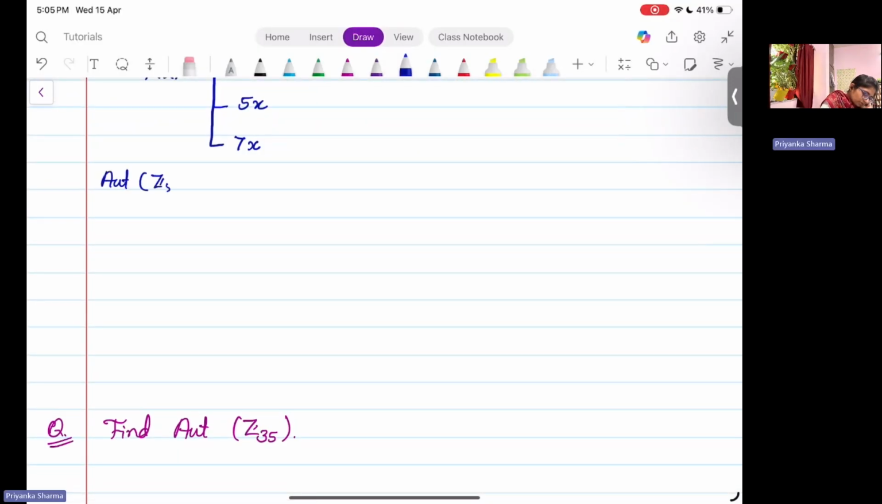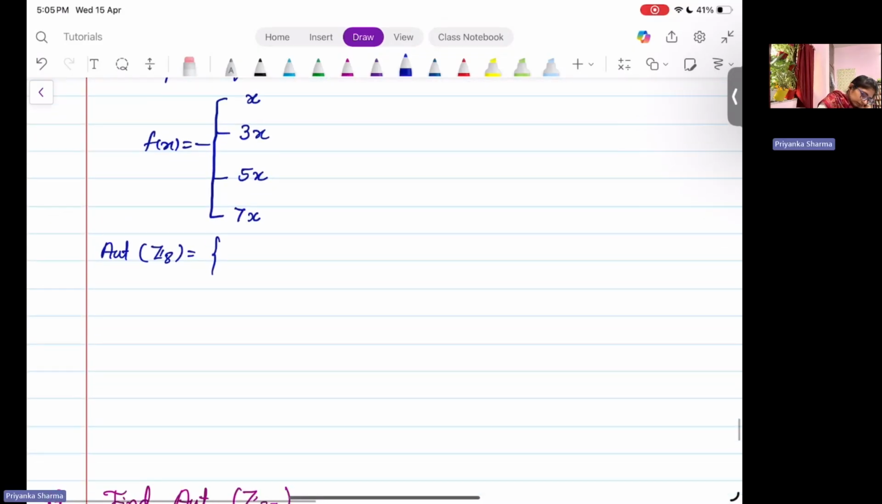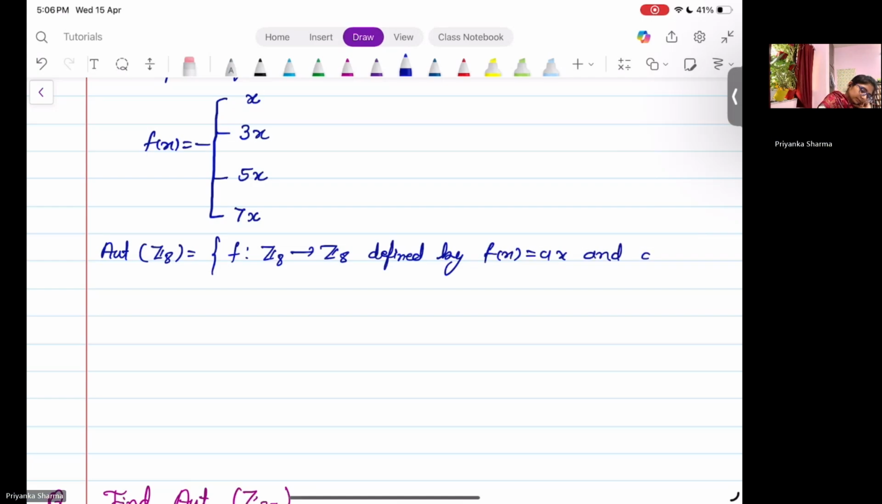The automorphism group of Z8 is actually f from Z8 to Z8 defined by f of x is ax, and such that a is 1, 3, 5, and 7.